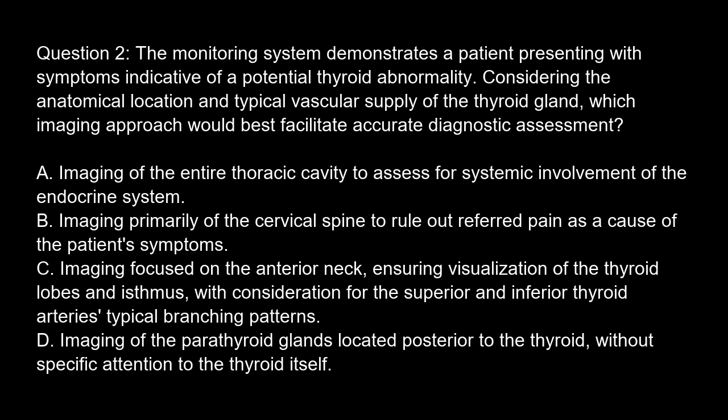Option B. Imaging primarily of the cervical spine to rule out referred pain as a cause of the patient's symptoms. Option C. Imaging focused on the anterior neck, ensuring visualization of the thyroid lobes and isthmus, with consideration for the superior and inferior thyroid arteries' typical branching patterns. Option D. Imaging of the parathyroid glands located posterior to the thyroid, without specific attention to the thyroid itself.